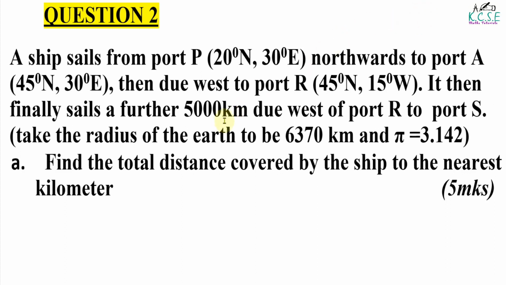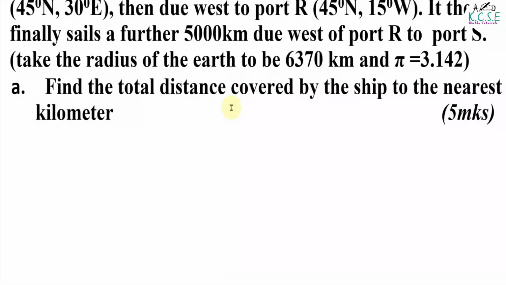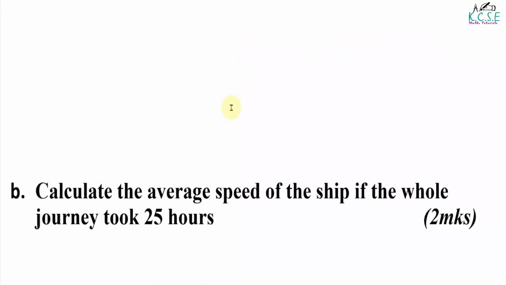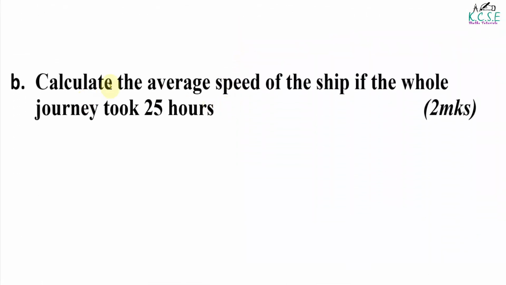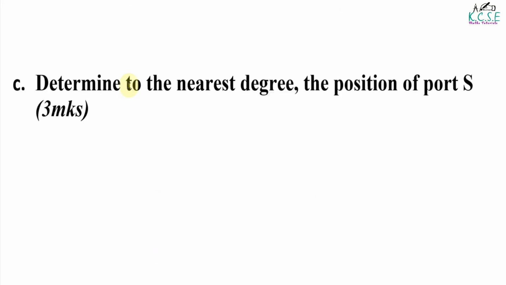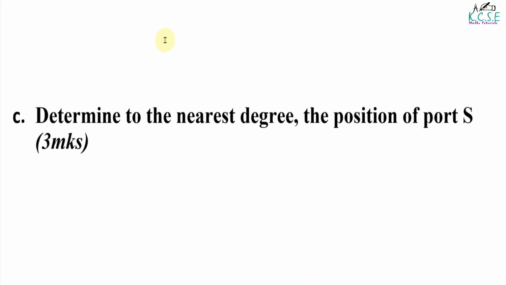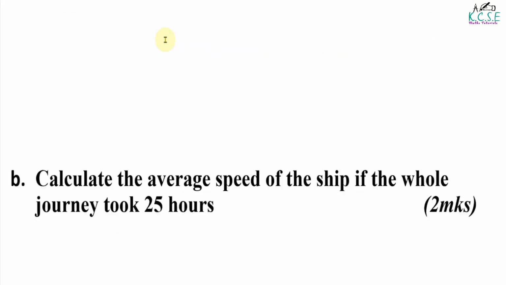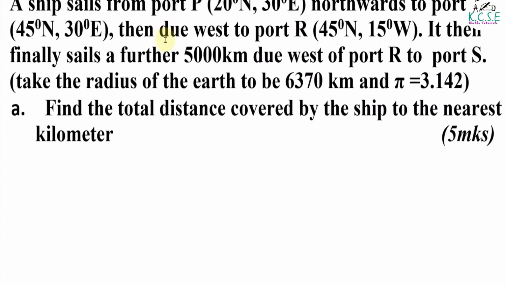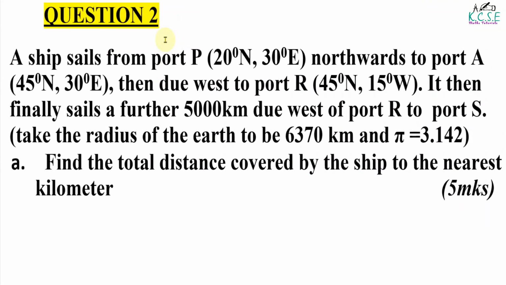Part A, find the total distance covered by the ship to the nearest kilometer, that is 5 marks. The second question, calculate the average speed of the ship if the whole journey took 25 hours. Then part C, determine to the nearest degree the position of port S. So those are the 3 questions. Let's go directly to part 1, where we are supposed to find the total distance covered by the ship to the nearest kilometer.